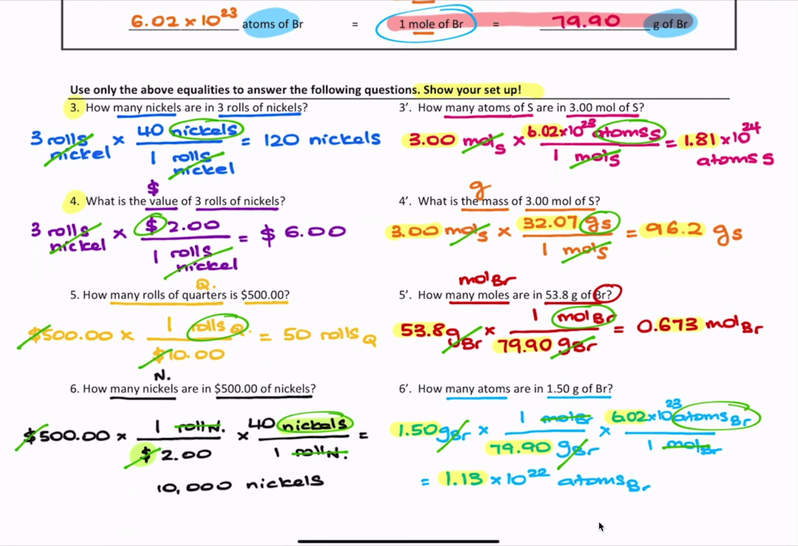For problems 3, 4, 5, 6, I actually didn't use sig figs because all these numbers are exact numbers. We're literally dealing with values in dollars and coins and rolls, so we only have exact numbers. On the other hand, Avogadro's number is measured, so I have sig figs involved. Moles are measured, sig figs involved, and masses, molar masses are measured as well, so sig figs are involved. That's why I had to use sig figs for 3 prime, 4 prime, 5 prime, and 6 prime.